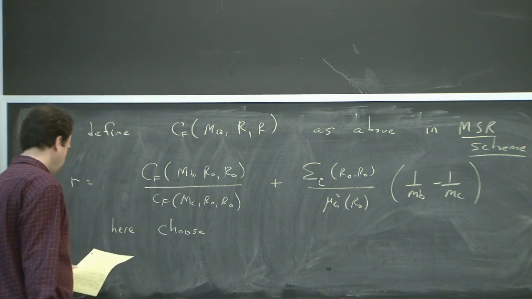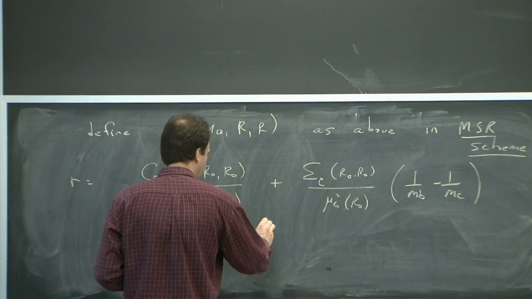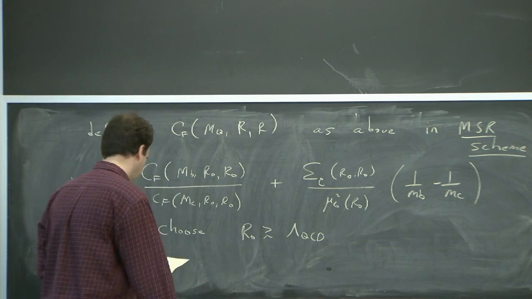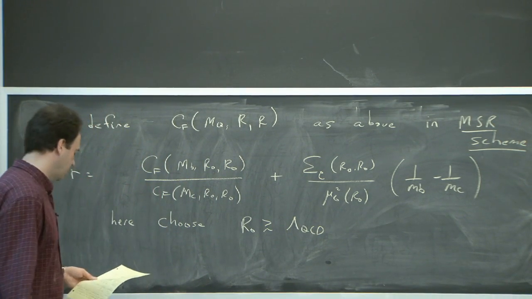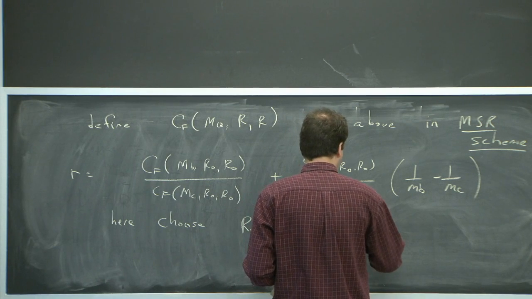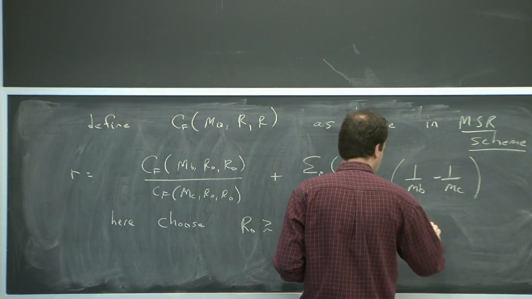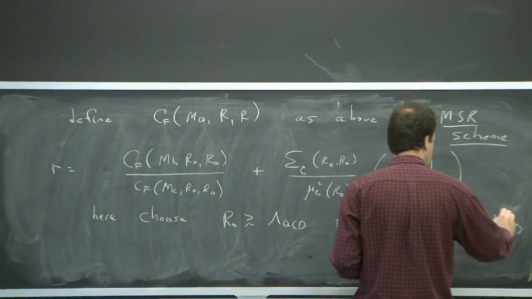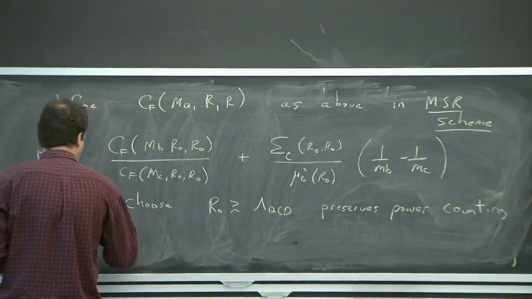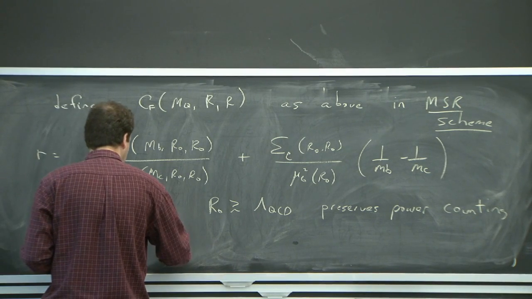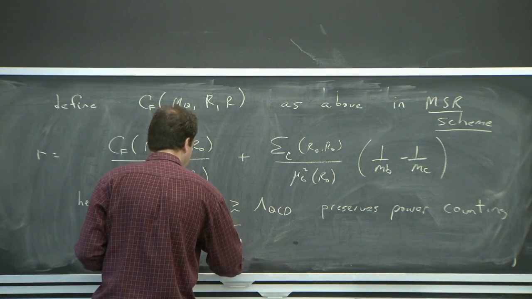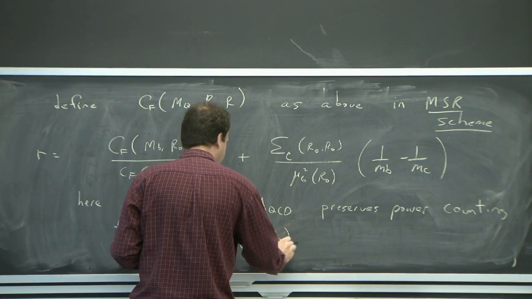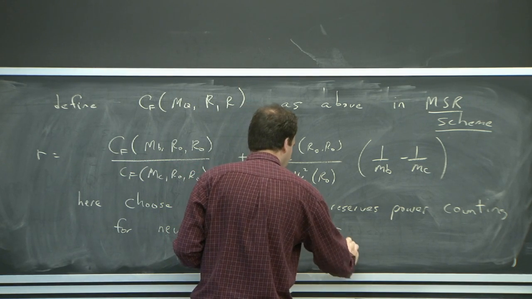When we look at this scheme and we think about what's going on, we want to choose the R0 to be of order lambda QCD, or a bit bigger. And the reason we want to do that is to preserve power counting. So power counting is important when we're making expansions. In some sense, it's key. And if we thought that the original MS-bar matrix element was dominated by the scale lambda QCD, we better not screw that up when we make a change of variable.